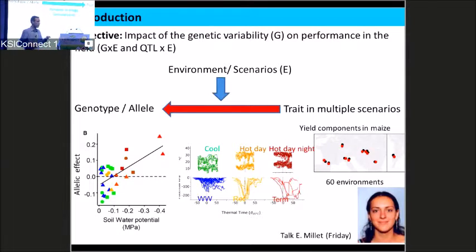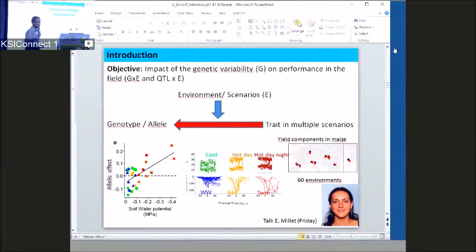So today I really speak about the other strategy that I call the forward strategy, which starts from a proper effect of the allele and uses a modeling strategy, using crop models to simulate what would be the effect of this allele or this trait in multiple scenarios.